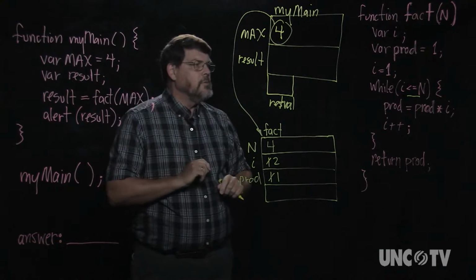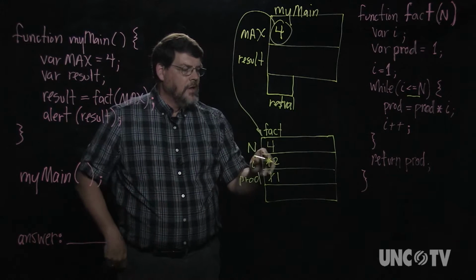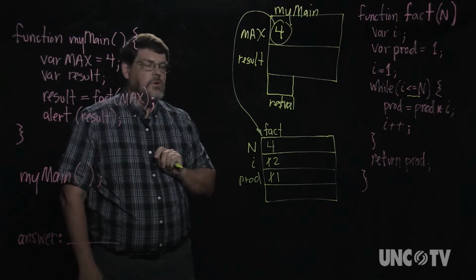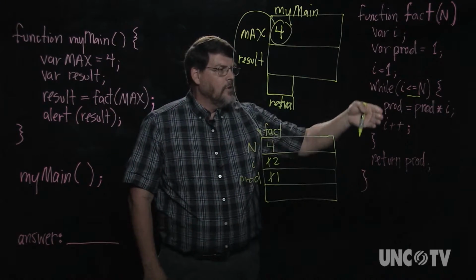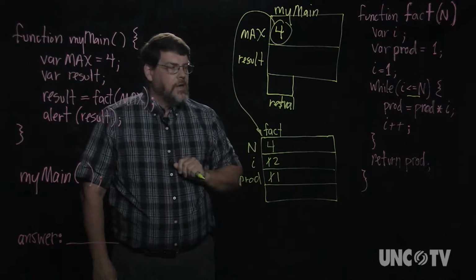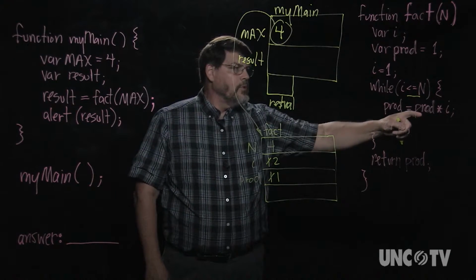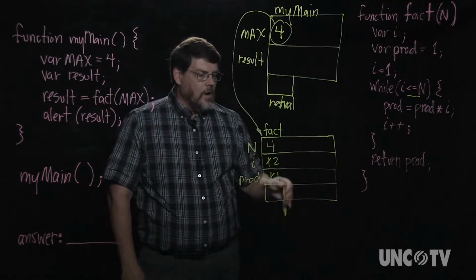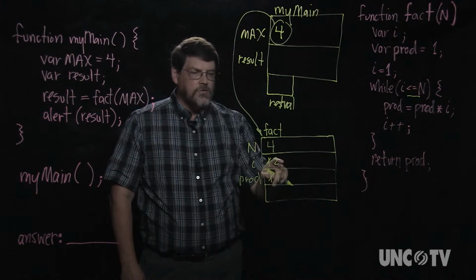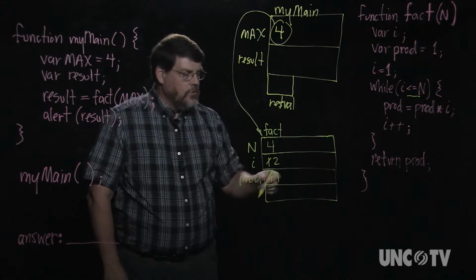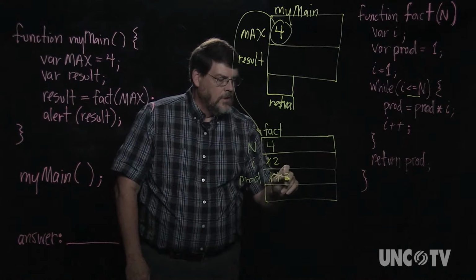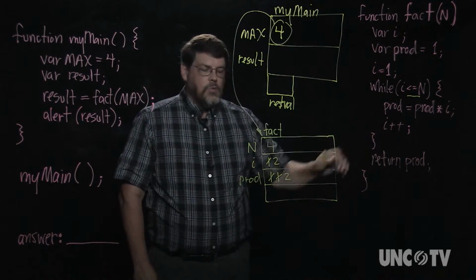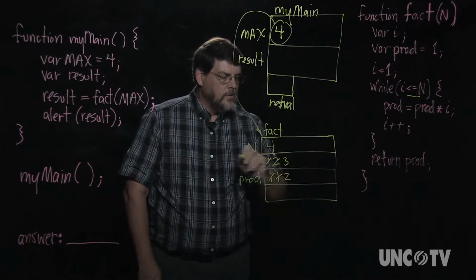Look up I, look up n, is I less than or equal to n? Well, I has a value of 2, n has 4. Is 2 less than or equal to 4? Yes, it is. So I'm going to do the loop body yet again. Look up prod, look up I, multiply it, take the new value, put it back into prod. Prod has a 1, I has a 2, multiply it, get a 2, put the 2 back into prod. I++, go to I, increment its value.